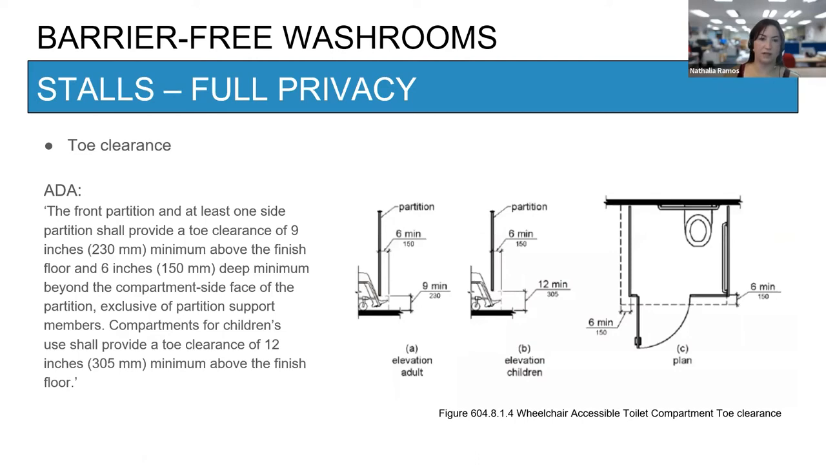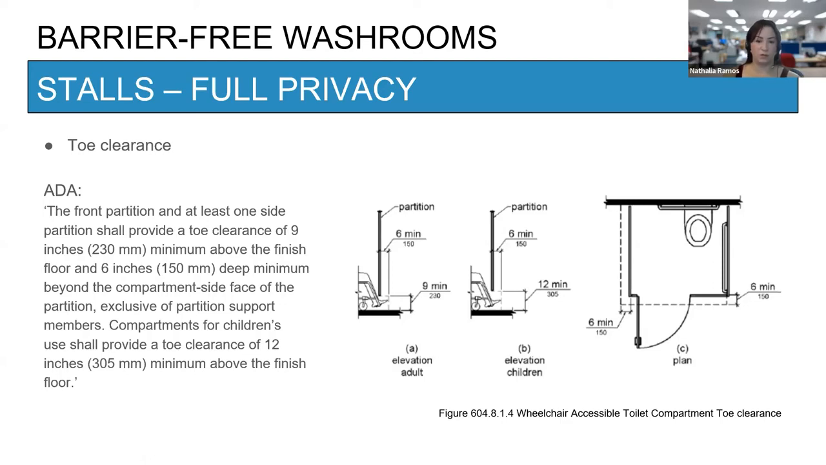And why is that? Right now, we don't have anything in the OBC stating a minimum door clearance, but we do have ADA. ADA requires the front partition and at least one side partition to provide a toe clearance of 9 inches minimum above the finished floor and 6 inches deep minimum beyond the compartment side face of the partition, exclusive of partition support members. Compartments for children's use shall provide a toe clearance of 12 inches above the finished floor.